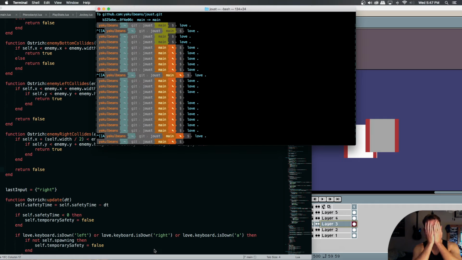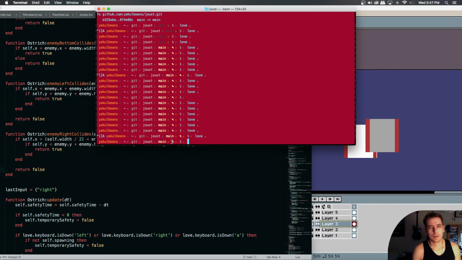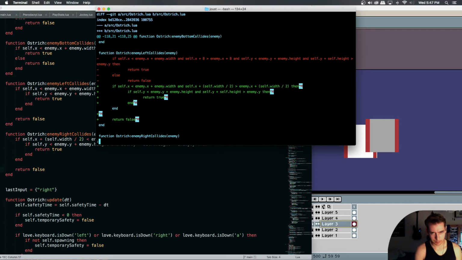Okay. Bro, I'm losing my mind. Let's get diff. Look at this. X smaller than enemy plus width. Self X plus 8. Yep. Is greater than enemy X plus 8. That's exactly what we have.